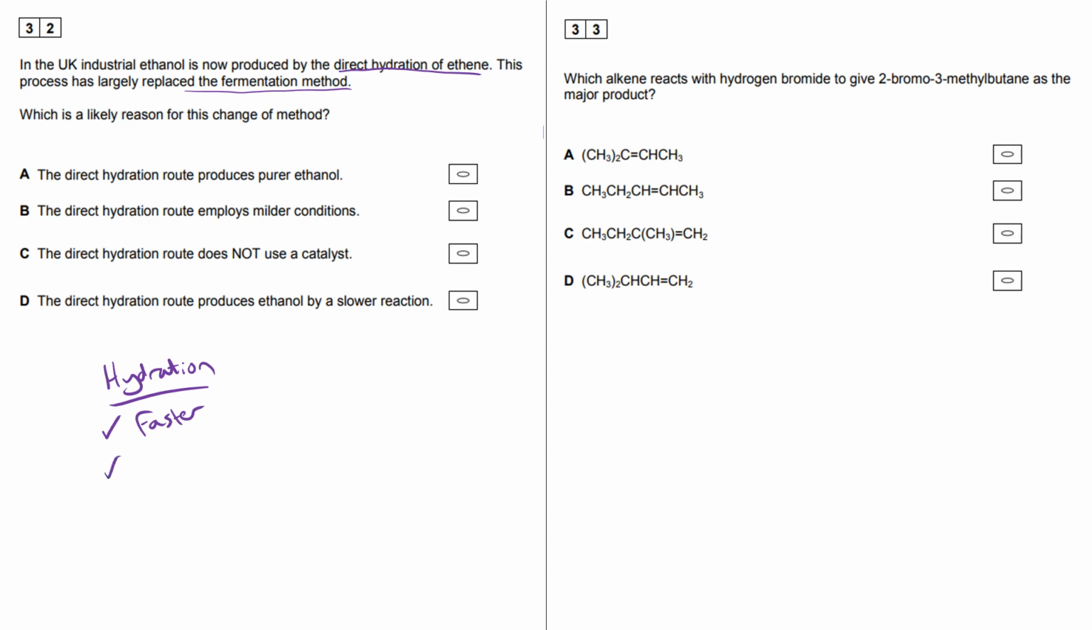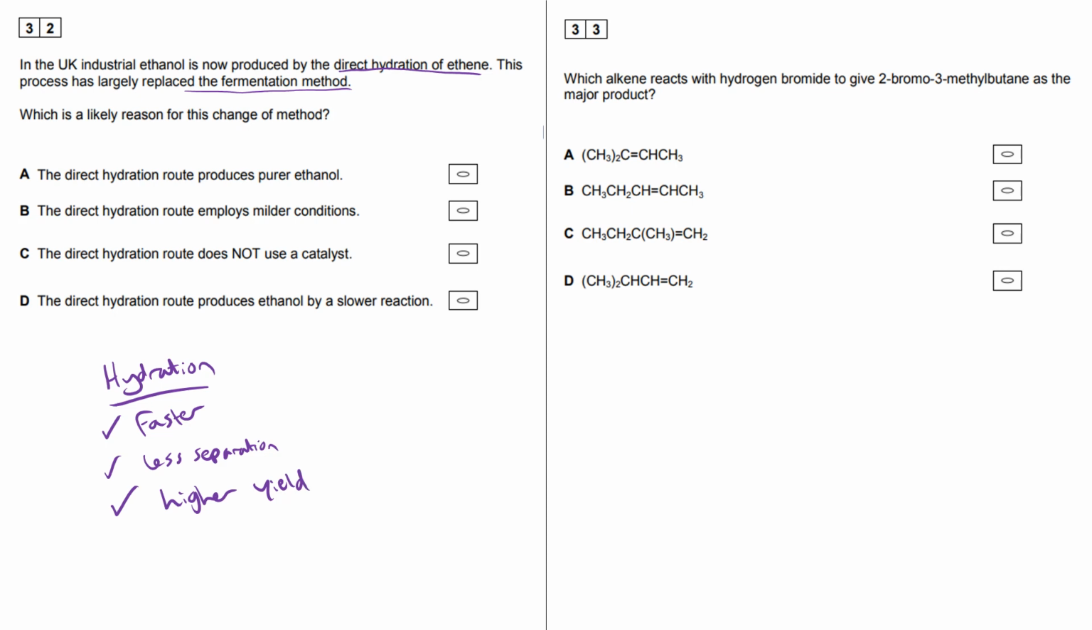It is going to require less separation. So when you use fermentation, you get a mixture of substances produced. You have to separate out the ethanol from the glucose that produces it. And you get a higher yield of ethanol as well. So fermentation, I believe, only produces a 15% yield or thereabouts.